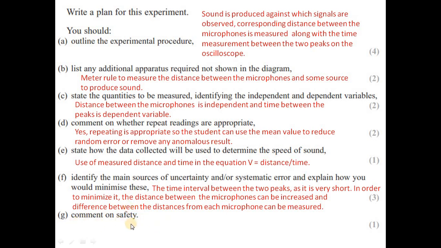Comment on safety. This experiment involves producing sound, but of course we are not producing loud sound, so there is no risk or hazard regarding producing sound, like damaging the eardrum or even noise pollution. But we are producing low noise, so it's fine, there's no risk.